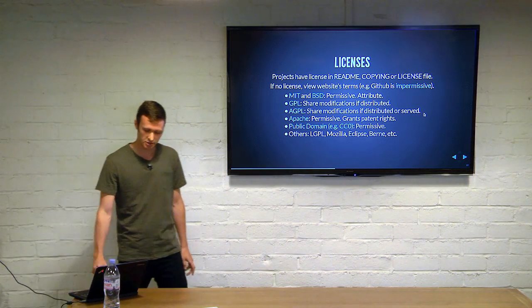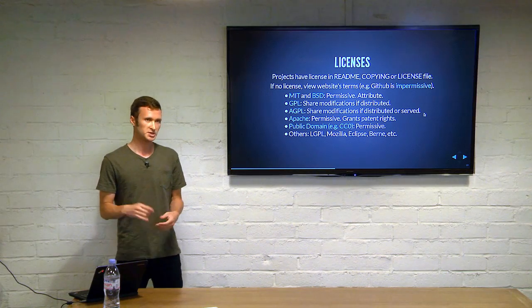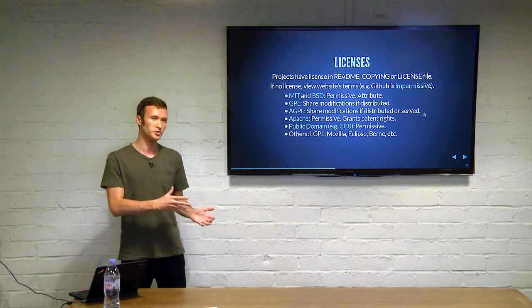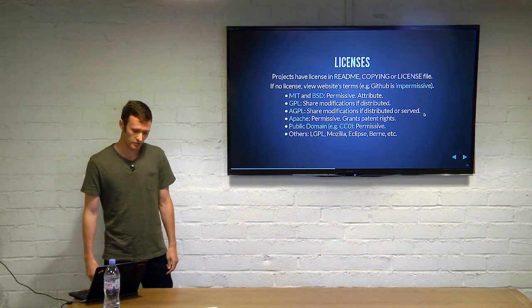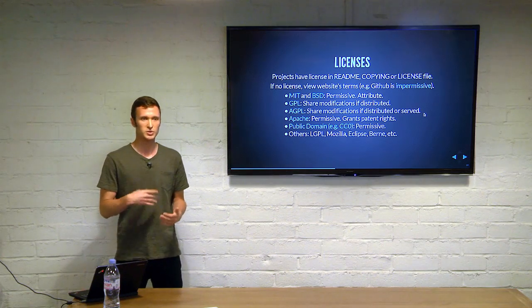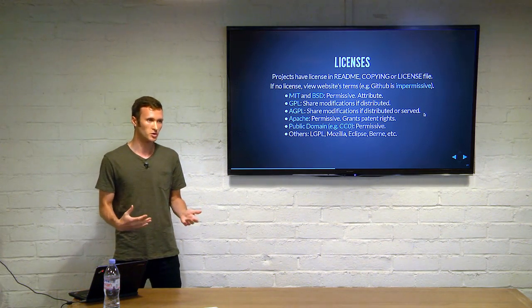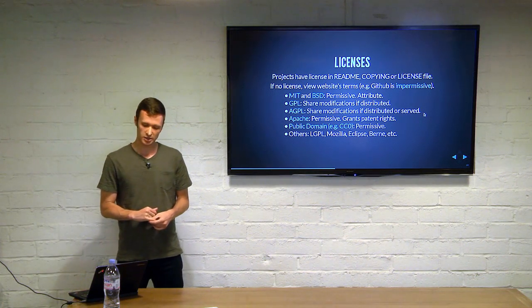A couple licenses you're likely to see, MIT and BSD are very permissive. You usually just have to attribute that if you distribute that code, where it came from. GPL, the idea there is that if you make modifications, you're supposed to share them back to the community where you got the code from. AGPL is very similar. It's after GPL.